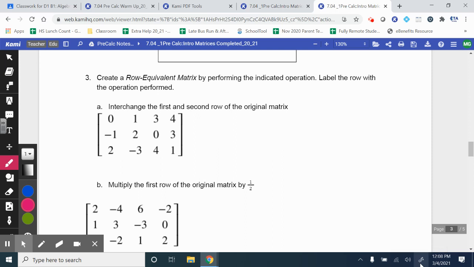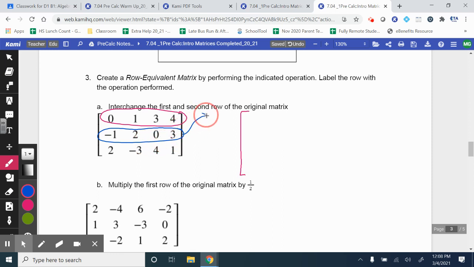Label the row with the operation performed. So letter A says interchange the first and the second row. When you label it, and this is important to me, I want you to write what you did, and I like you to label it on the new matrix. So here, I'm going to switch row 1 and row 2.